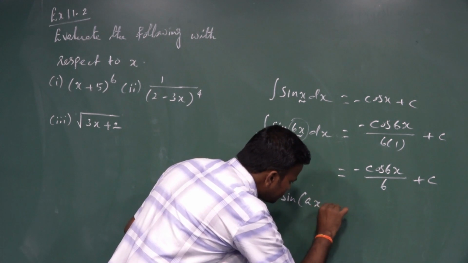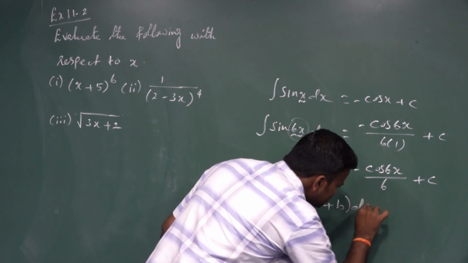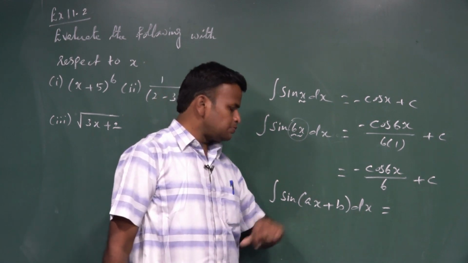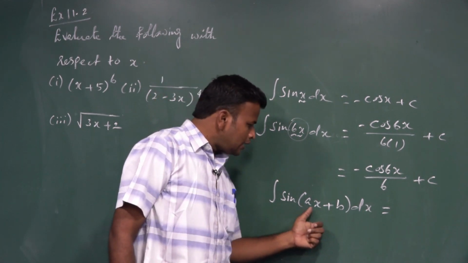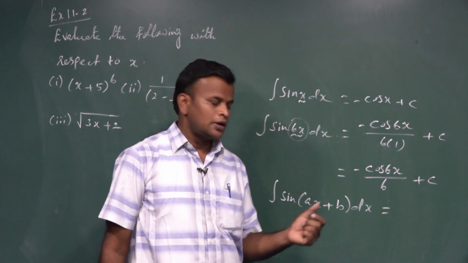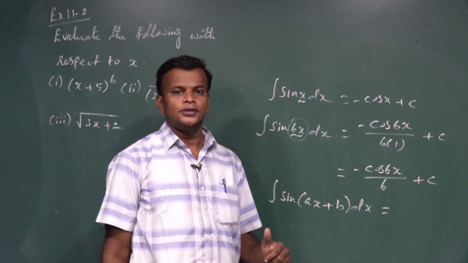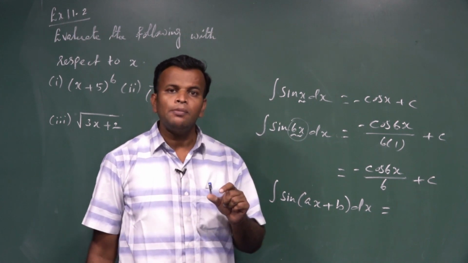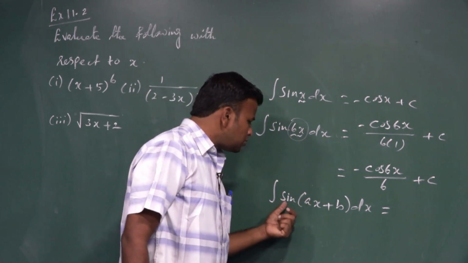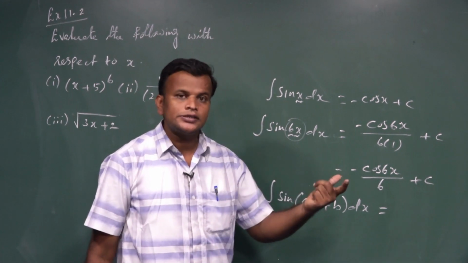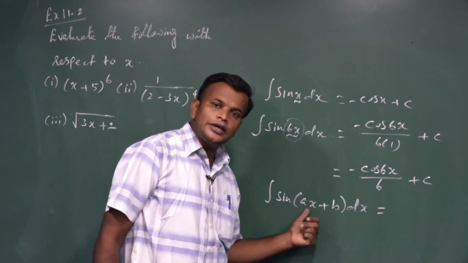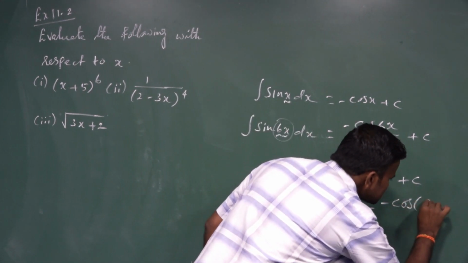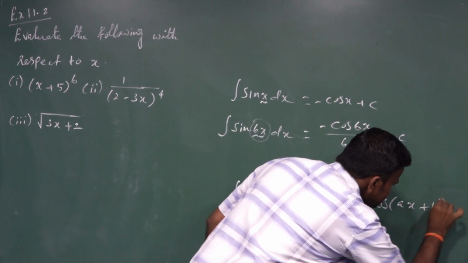Sin of ax plus b. What is the integral of sin of ax plus b? Here a and b are constants and x is the variable. What is the integral value of this? First of all, we use the basic formula. The basic formula of sin x gives minus cos x. But in place of x here, we have ax plus b. So the first step is minus cos of ax plus b.